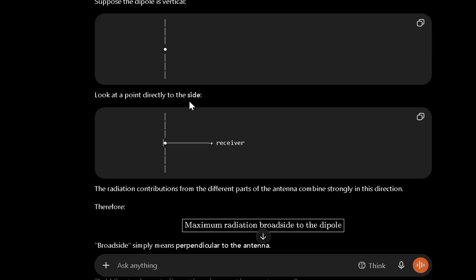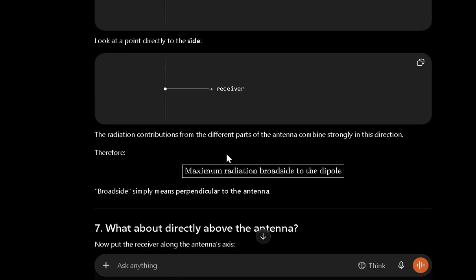We keep the point directly at the side. This is the receiver. The radiation contributions from the different parts of the antenna combine strongly in this direction. Therefore, maximum radiation broadside to the dipole. Broadside simply means perpendicular to the antenna.